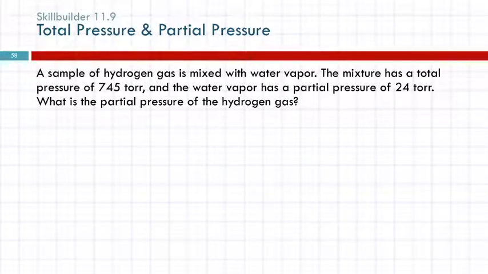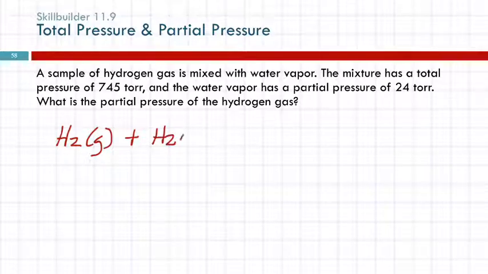A sample of hydrogen gas is mixed with water vapor. The mixture has a total pressure of 745 torr, and the water vapor has a partial pressure of 24 torr. What's the partial pressure of the hydrogen gas? Well, let's think about what we have here. We have hydrogen gas, and we have water vapor. Vapor is another word for gas. We have H2O in the gas state. So those are our two components.